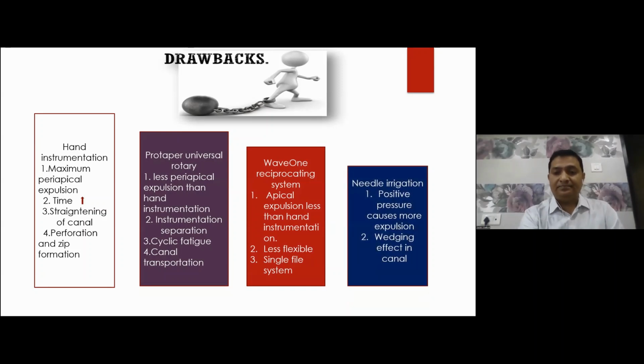Needle irrigation has drawbacks, like it is a positive pressure technique and it causes a wedging effect in the canal.